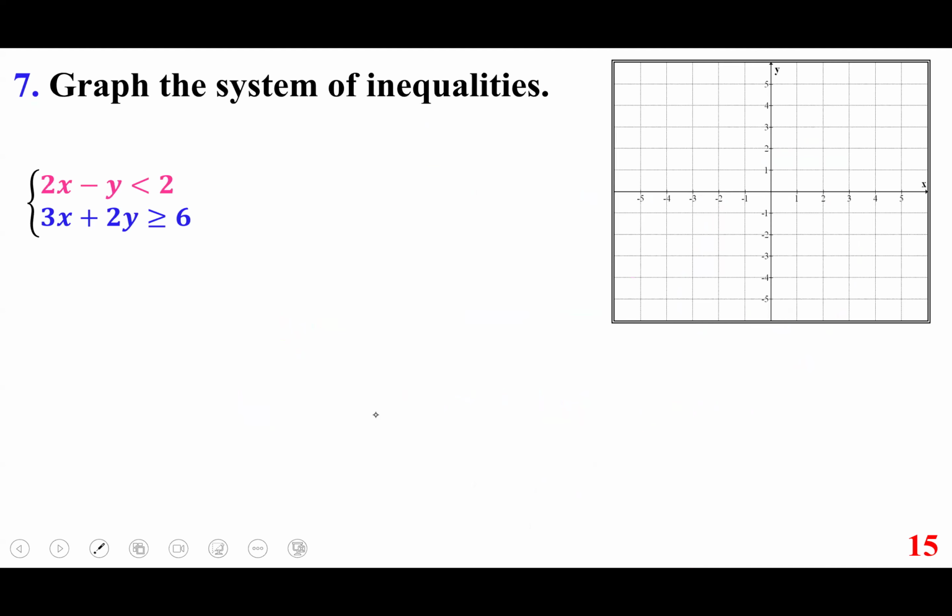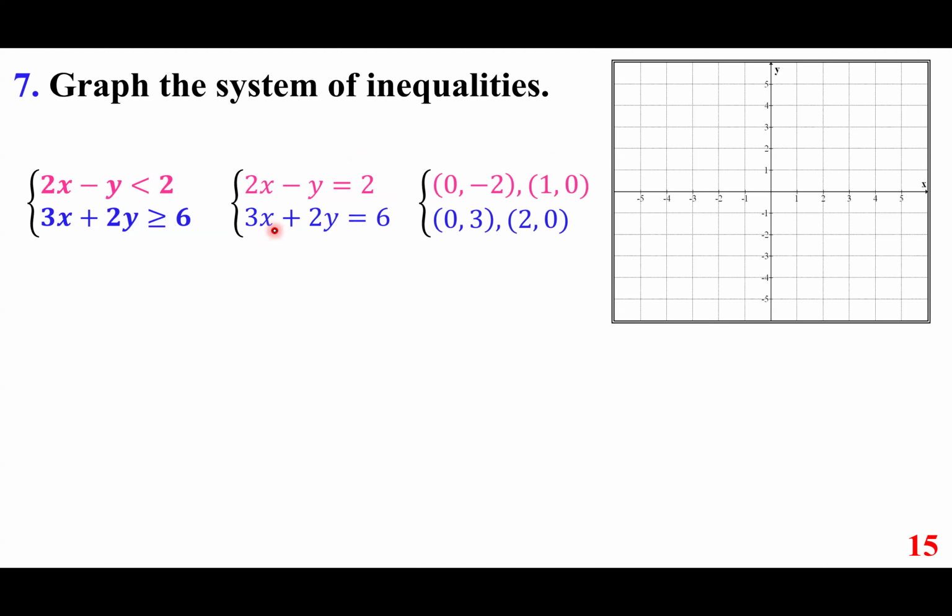Graph the system of inequalities. Well, just ignore the system and do one by one. How do you do it? The way you graph any inequality, you just change it to equality. And for this one, you want two pairs, normally x and y intercept. I hope you realize if x is 0, y is minus 2. If y is 0, x is 1. This one, if x is 0, y is 3. If y is 0, x is 2. So those are easy points.